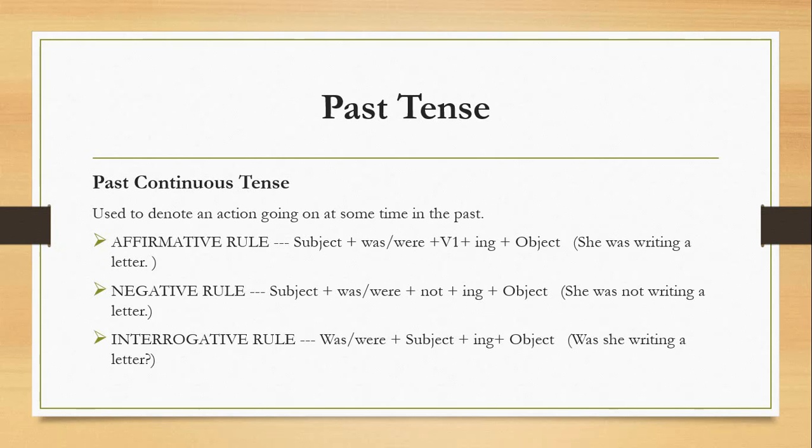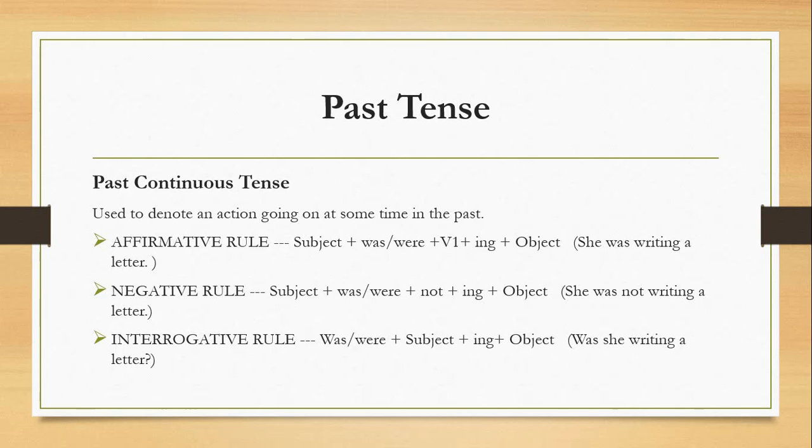Then comes past continuous tense. It is used to denote an action going on at some time in the past. So, in the past, it took some time. It was going on in the past. It was continuing in the past. For example, we can say that once she was crossing the road, the car knocked her down. We have two actions. One we are talking about in simple past and the other is in past continuous. There is always a condition. Okay.